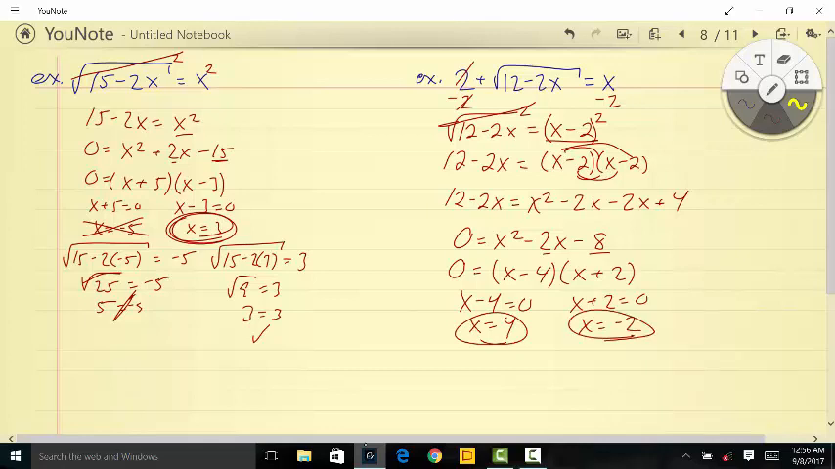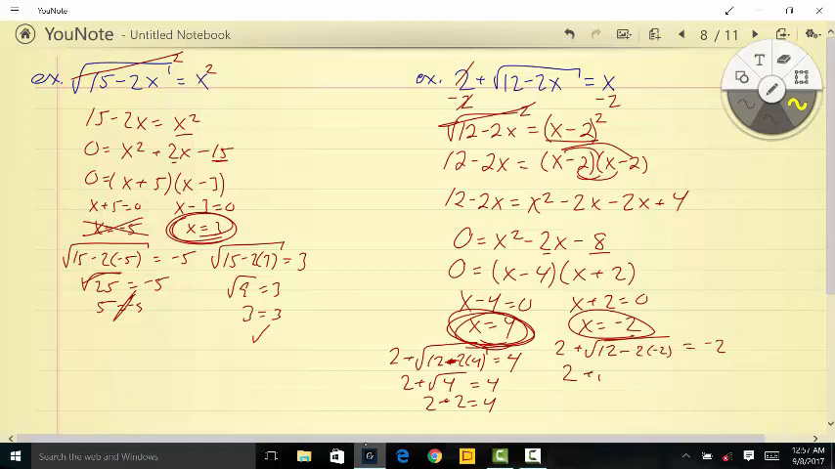And then when we go to check our work, 2 plus the square root of 12 minus 2 times 4, there should be a minus sign here, is equal to 4. So that's 2 plus the square root of 4 is equal to 4. That's 2 plus 2 equals 4. So this one checks. And then we plug in the negative 2. 2 plus the square root of 12 minus 2 times negative 2 equals negative 2. This is 2 plus the square root of 16 is equal to negative 2. That's 2 plus 4 equals negative 2, and that's false. So this one gets removed from the solution set.